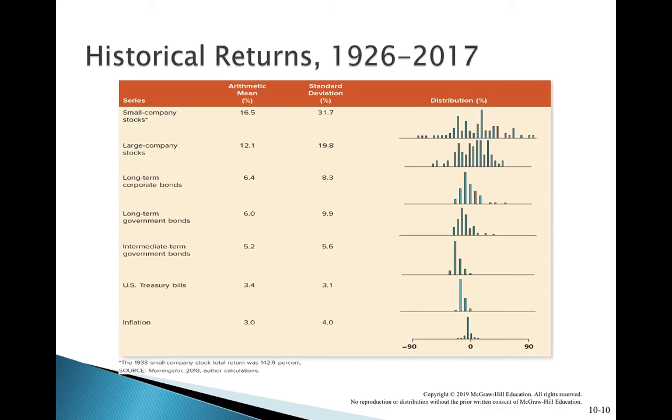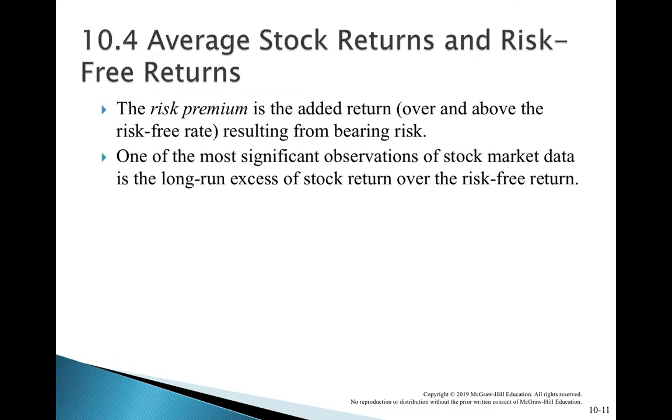Here is the historical return from 1926 to 2017. Around 90 plus years of history is provided here. Small cap stocks give you a 16.5% return, the highest return. But don't be excited. At the same time, the standard deviation is 31.7%, too high. Large cap stock: 12.1, standard deviation 19.8. Long-term corporate bond gives 6.4 with an SD of 8.3. Long-term government bonds give you 6% with a standard deviation of 9.9. Inflation is 3% and its standard deviation is 4. This is the way we calculate the return and risk. So, if we profile it in a graph, how will we get the graph? High risk, high return; low risk, low return.